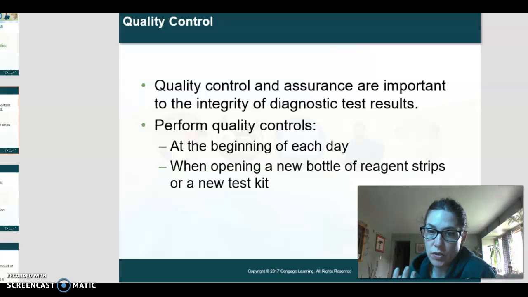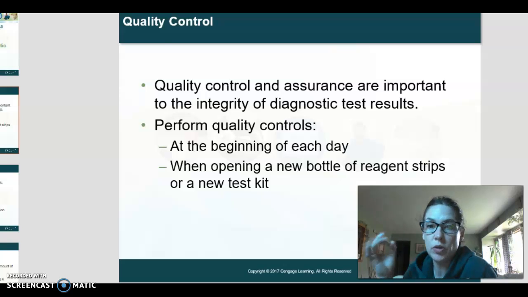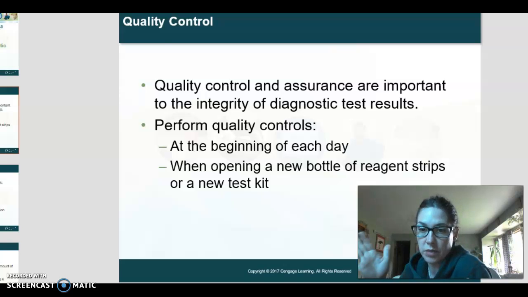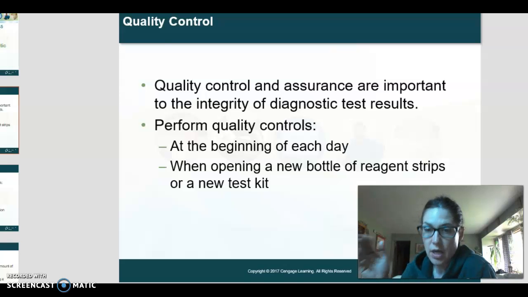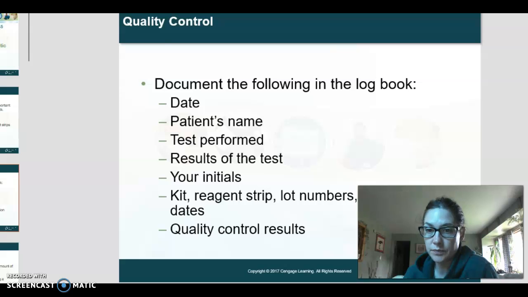Quality controls in the facility that you're going to be working in are going to be done at the beginning of each shift, at the beginning of each day. Do not open a new bottle of reagent strips until you've completely used an old bottle. Same with any new test kits for quality control. There will normally be a quality control log that you will have to initial every day.